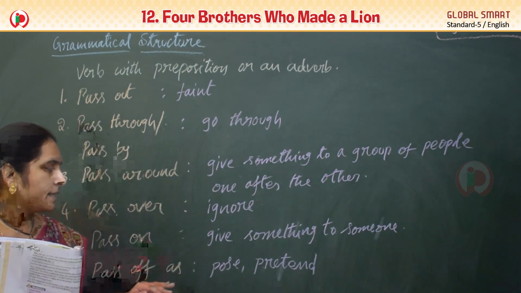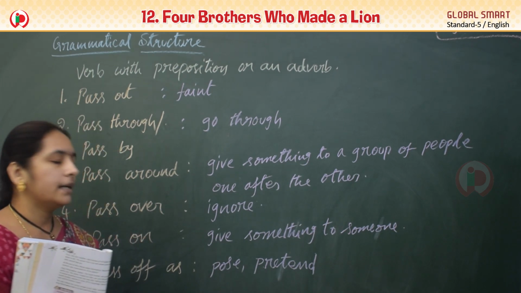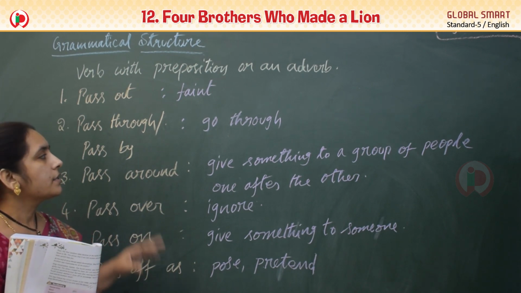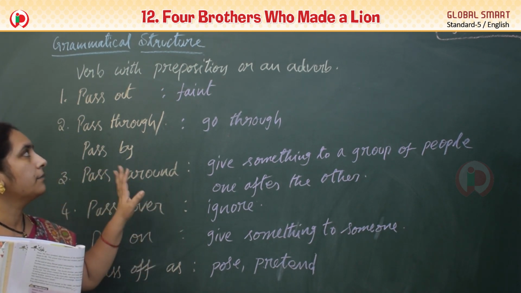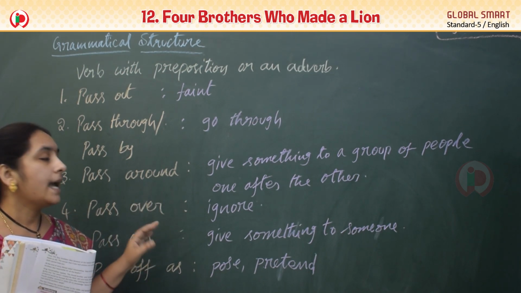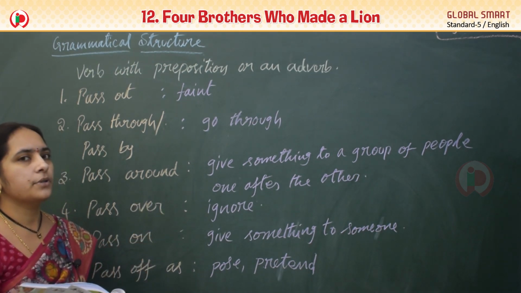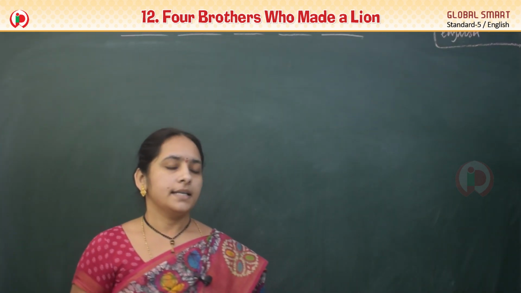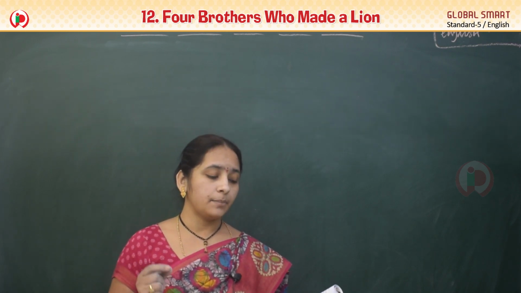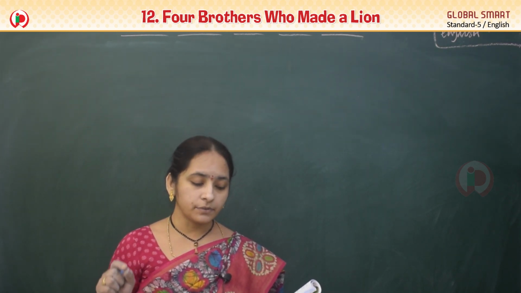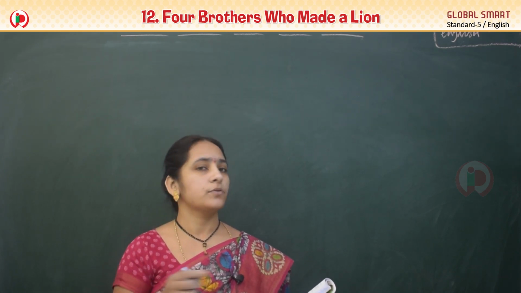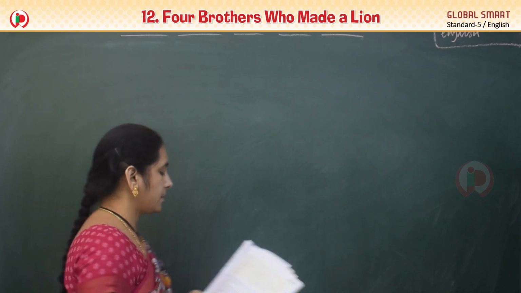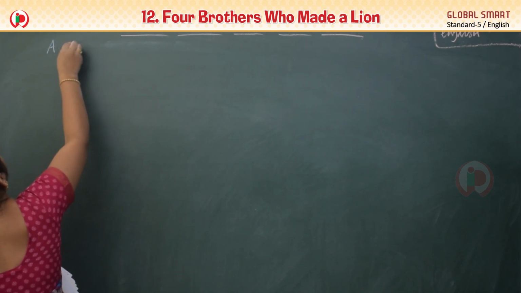Next one, pass off as. Pass off as. Pose or pretend. Pose something or pretend it. That we can call pass off as. Okay. So by using these pass phrasal verbs, they have given some sentences. Let's do the answers for those sentences. Yes, see the sentence. What do we have? Fill in the blanks with appropriate words from the list given above. So just now we have seen that. So from that list we should fill these sentences.